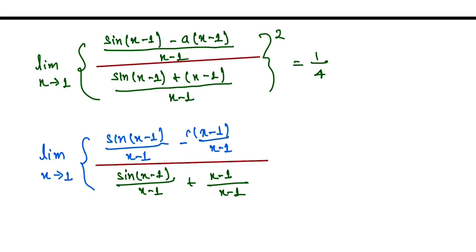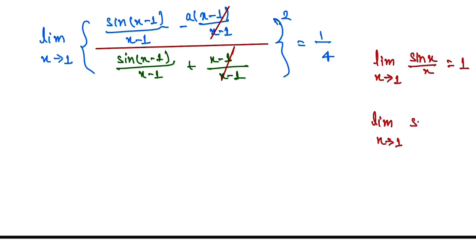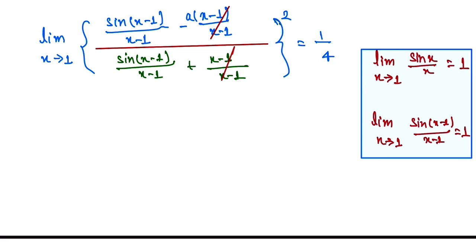So the whole power is 2, equal to 1 by 4. Now x minus 1 and x minus 1 cancel out here. We use the identity that the limit of sin x by x is equal to 1, so the limit as x tends to 1 of sin(x minus 1) by (x minus 1) is equal to 1. Now we put this value.